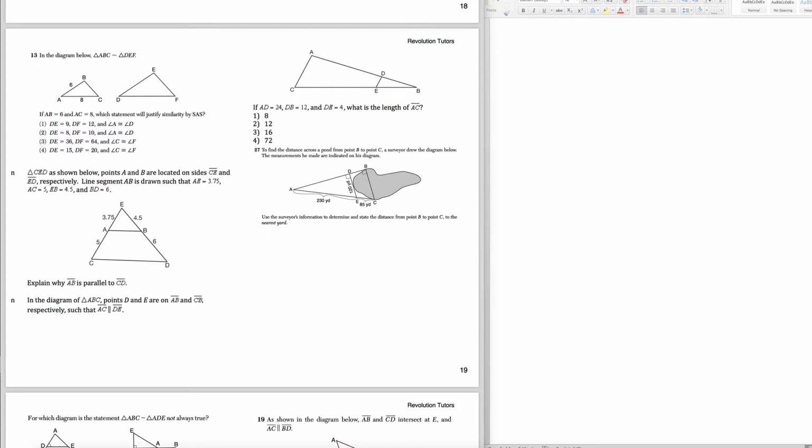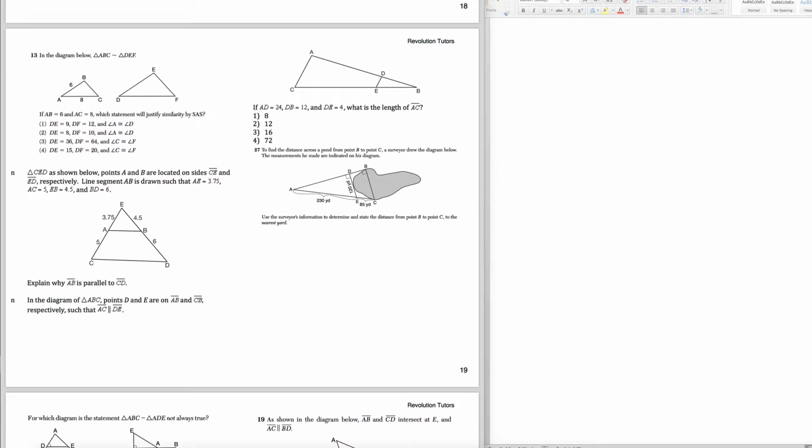Okay, good. Next one, I think. So this one doesn't tell you that they're parallel. It says explain why they are parallel. So again, the core of this is that these are parallel lines. If they're not, then it doesn't work. So explain why they are.